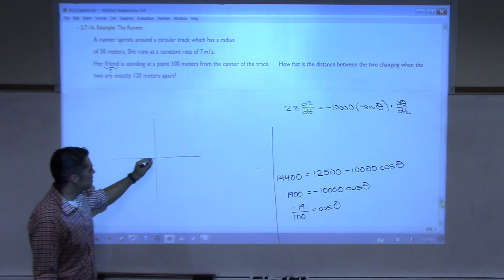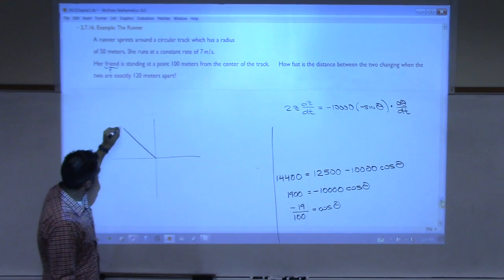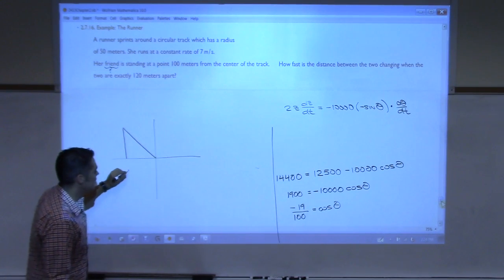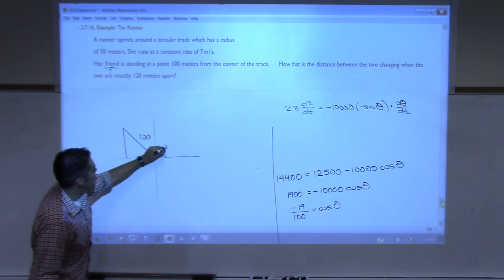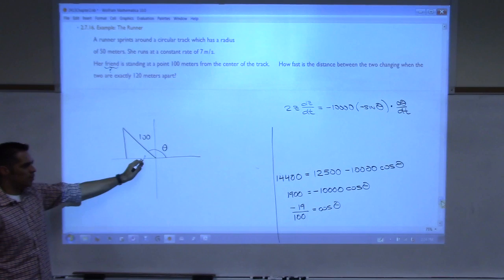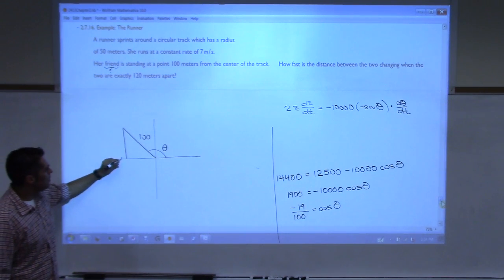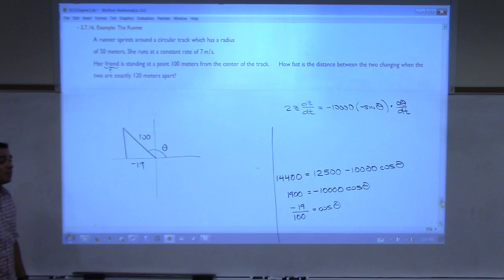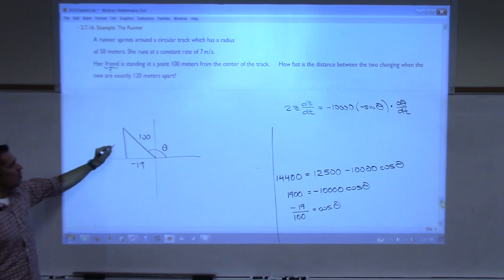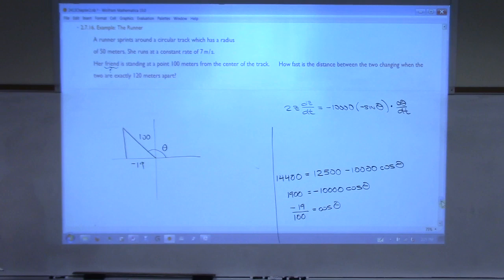So what I'll do is, let me put it here. That would mean this is 100. The angle is actually here. I know you want to put it in there, but don't. And then this would be negative 19. Agreed? And then I want sine of theta, so I need that side over that. Pythagorean theorem.